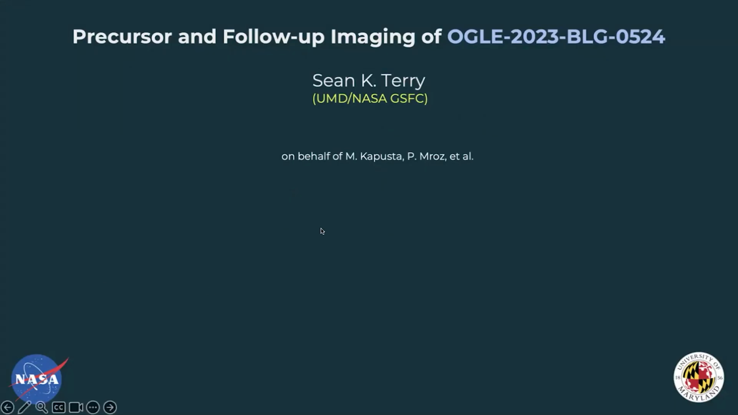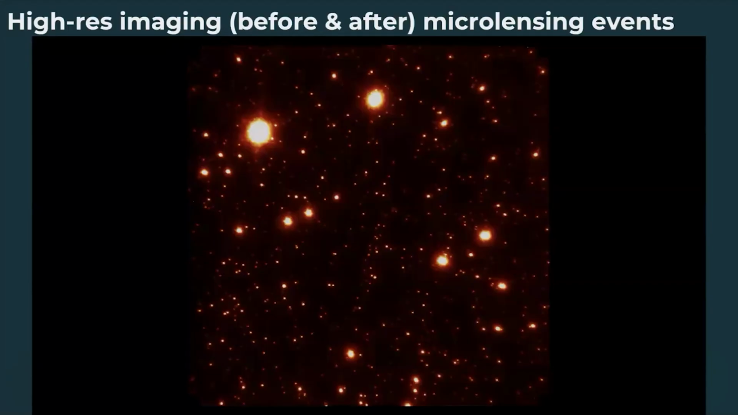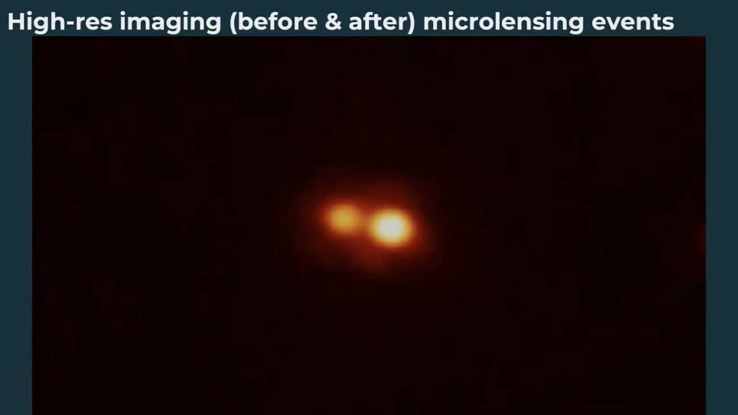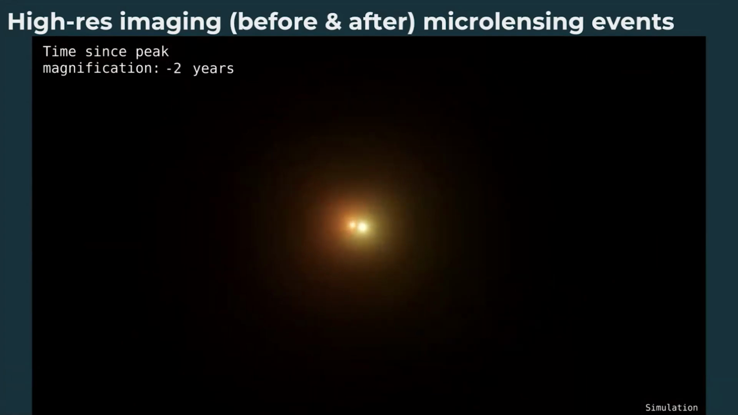So some of the microlensers in the room might be familiar with this animation, but I like to show it to motivate high-resolution imaging follow-up and also precursor imaging for microlensing events. So we start with, if you can see it, a high-resolution image. This is from Keck, and if we zoom in just on two inconspicuous stars and go into simulation land, these are a source and a lens star, and we know all the stars move on the sky with their relative proper motions many years before a microlensing event.